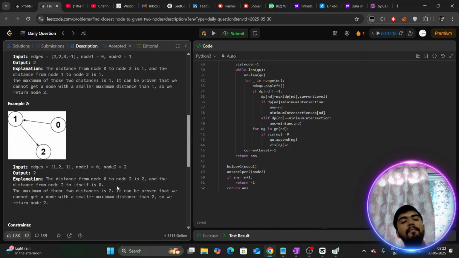So the maximum of these two is 2. Here you can see the distance from node 0 to node 2 is 2, and the distance from node 2 to itself is 0. The maximum of those is 2. It can be proven that we cannot get a node with a smaller maximum distance than 2. So we can return 2.